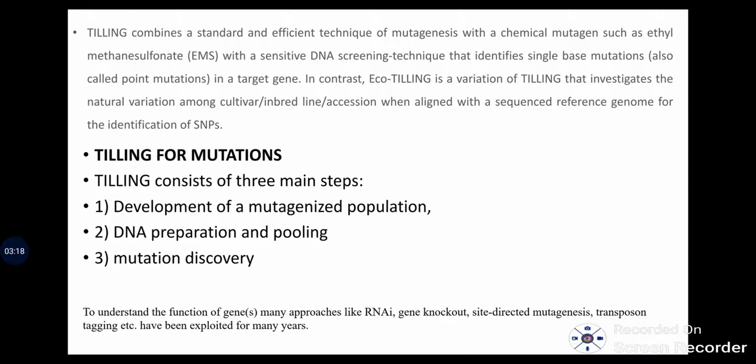This combines the standard and efficient techniques of mutagenesis, as I talked about already. The technique is used for identifying mutations. The main steps involved here are development of a mutagenized population, then DNA preparation and pooling, and finally mutation discovery. I will also tell you the approaches which have been followed for identifying functional genes. The approaches are RNAi, gene knockout, site-directed mutagenesis, and transposon tagging.